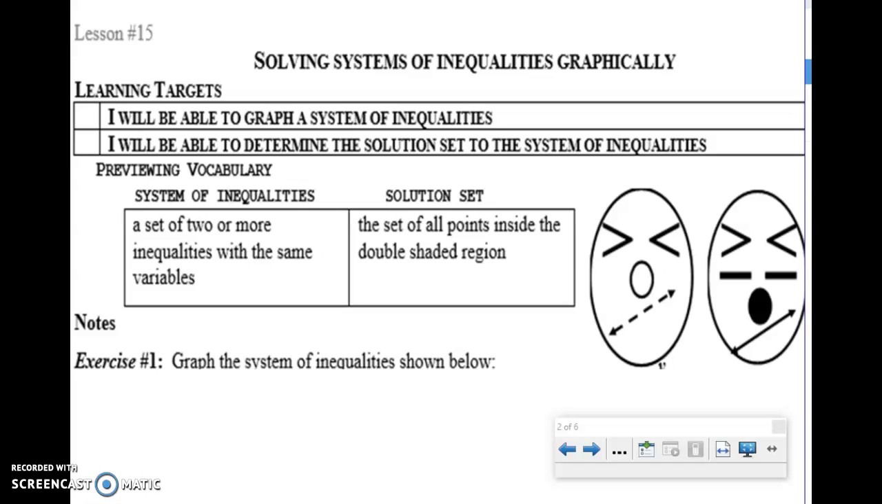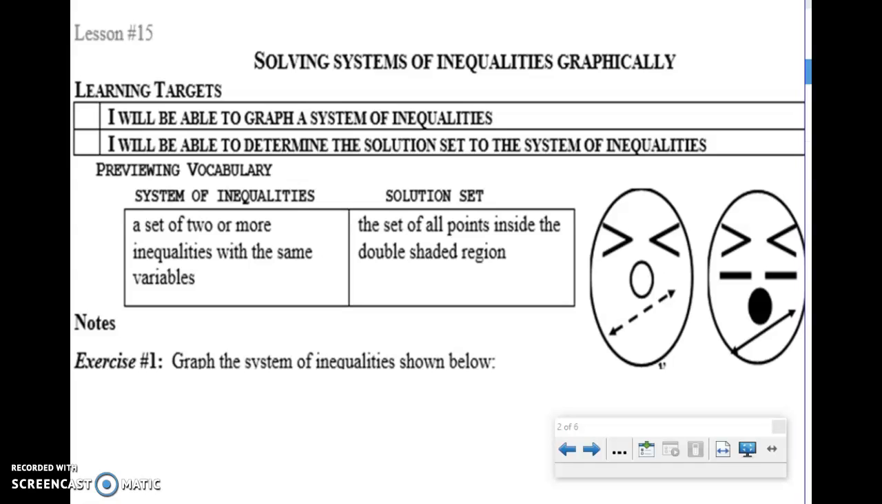Lesson 15 is all about solving systems of inequalities graphically. So the learning targets will be to be able to graph a system of inequalities and determine the solution set to that system of inequalities. Now, a system is just the fact that there are two graphs on one coordinate plane.